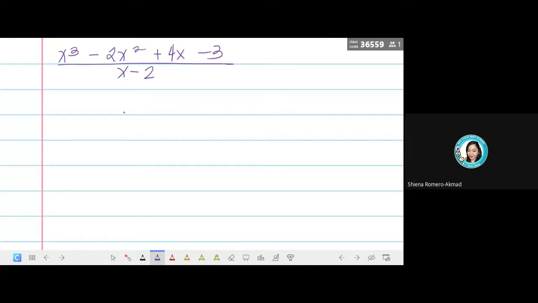So, ano yung gagawin? Make sure that the terms are complete. Since complete naman sila, naka-arrange na rin sila, anong gagawin ko? Kokopyahin ko na lang yung numerical coefficient. So, the numerical coefficient is 1, negative 2, positive 4, negative 3. Then I'll get the value of x.